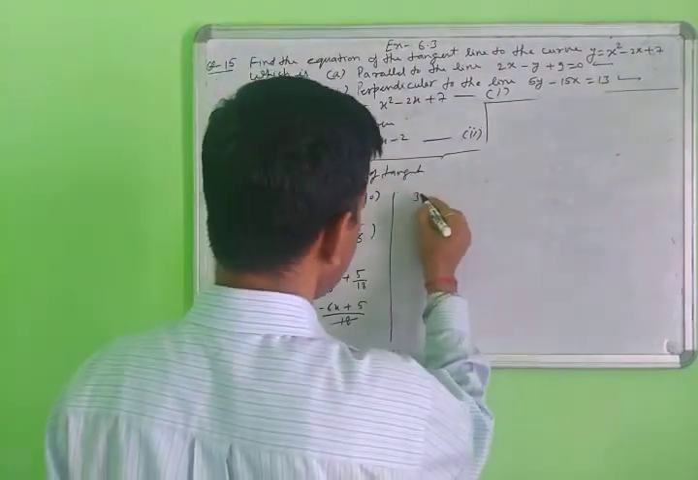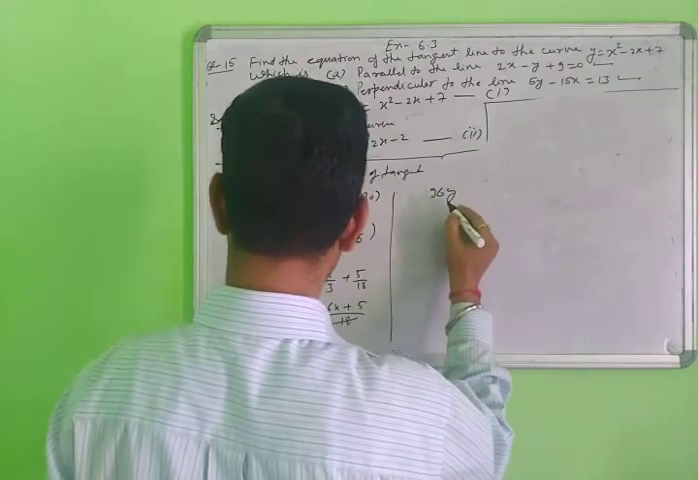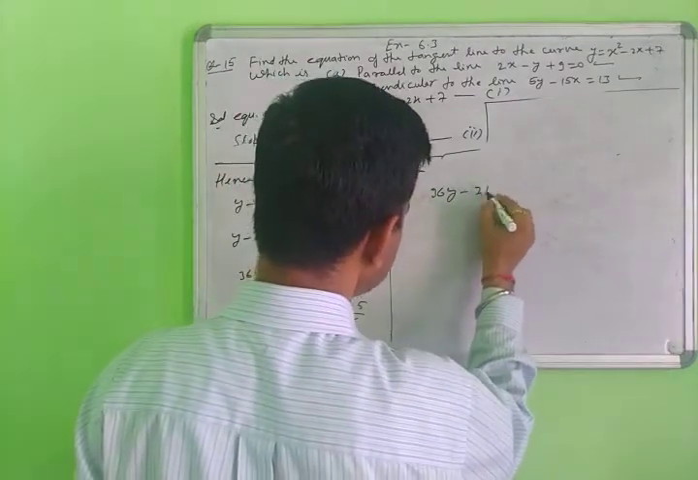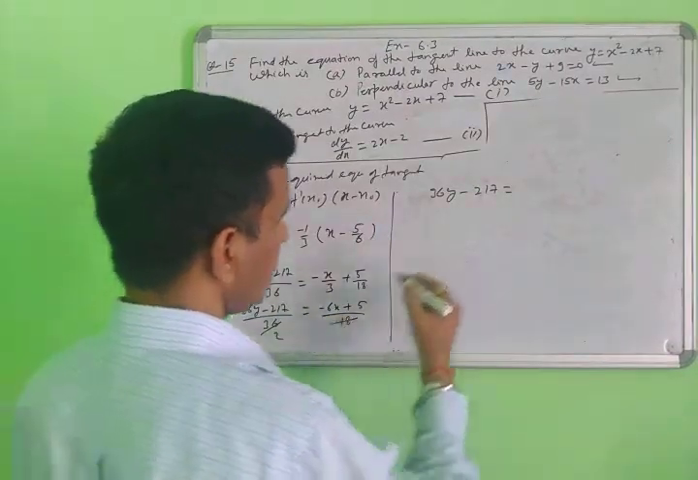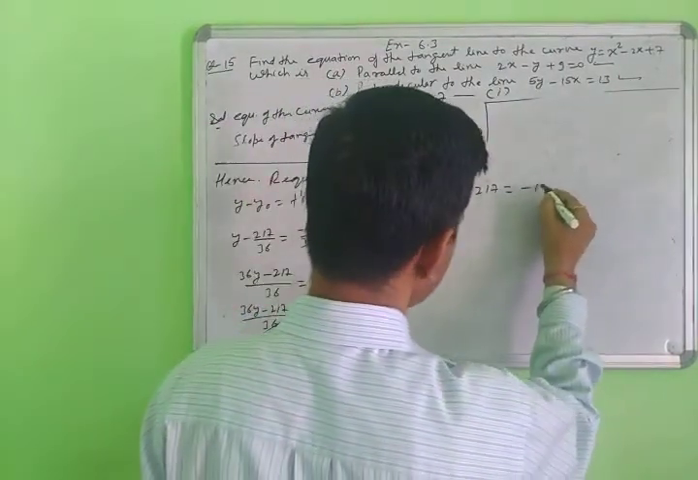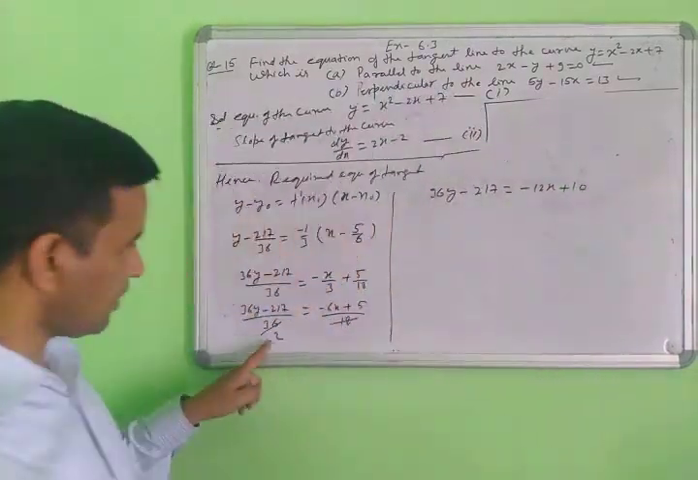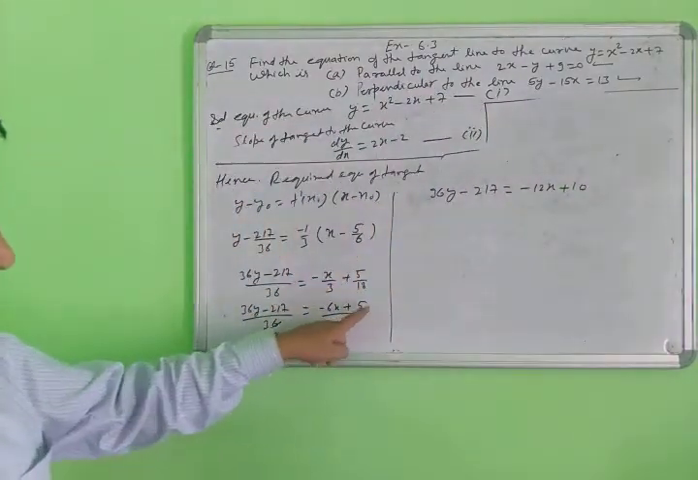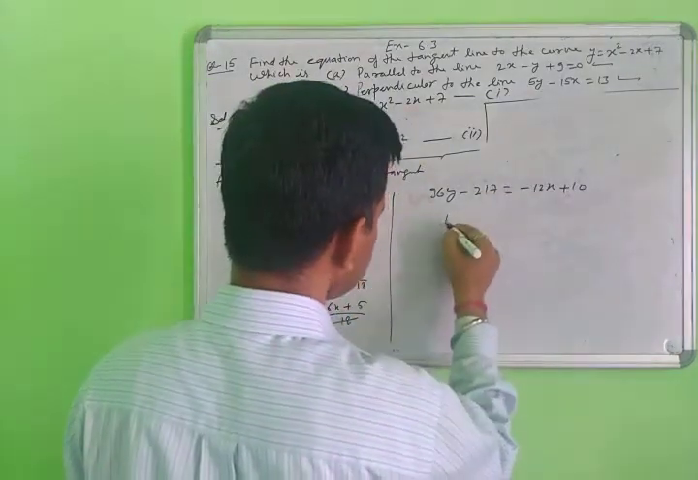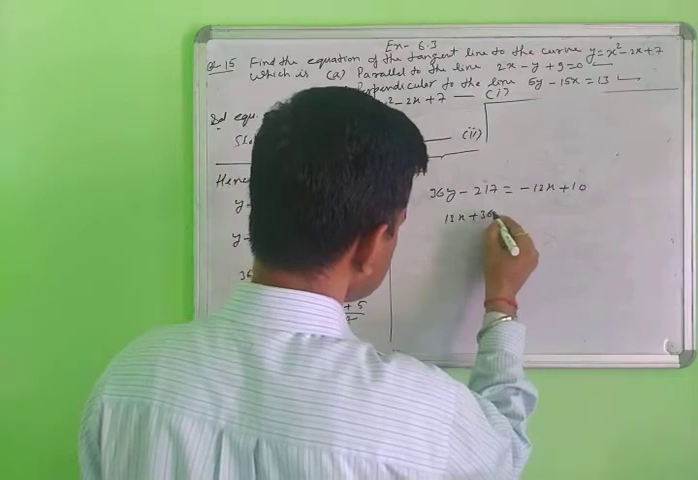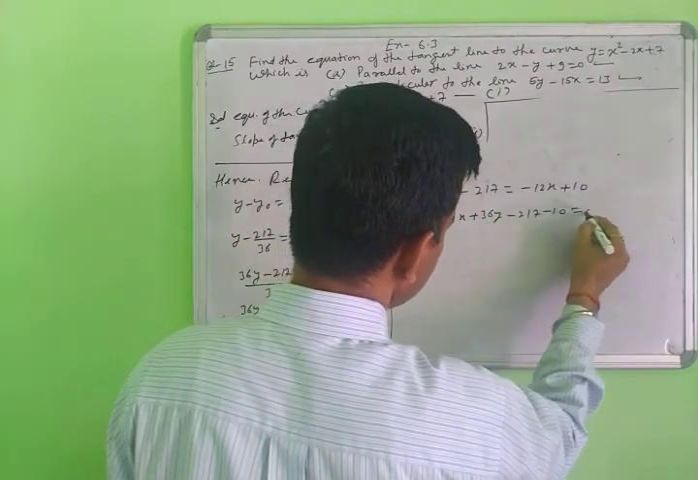36y minus 217 equal, this 2 will be going to the right side. So minus 12x plus 10. When you multiply in the right side, the minus 12x plus 10. So then to write here, transform this side, the 12x plus 36y minus 217 minus 10 equal to 0.